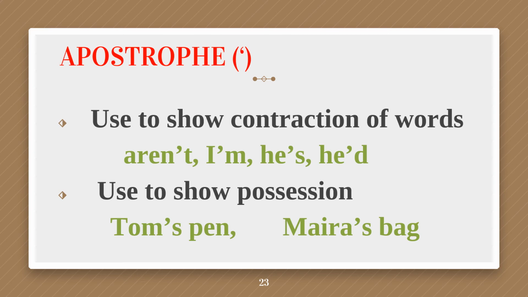to show possession of someone. But if something is plural, for example students, then we use apostrophe after the s: students' books. If someone's name ends with s, for example Sundas, then after the s we put apostrophe and then book.